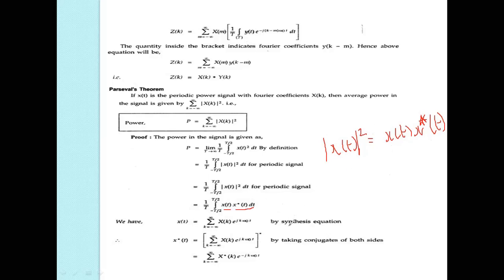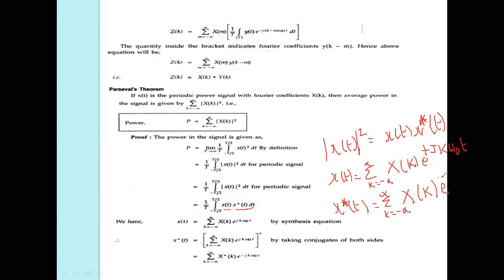By using the synthesis equation, we know x of t is equal to the sum of k equal to minus infinity to infinity, x of k e power plus jk omega naught t. And now the star is the conjugate function, x conjugate of t. Conjugate means the real term has no sign change, only the imaginary term's sign changes. So x of k times, now the positive exponential becomes the negative exponential, e power minus jk omega naught t. The plus becomes a minus. Only the imaginary term coefficient's sign changes.